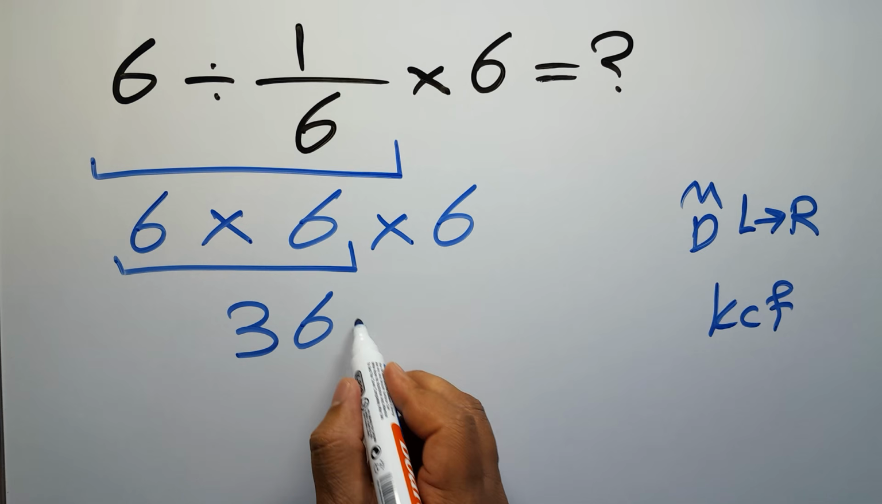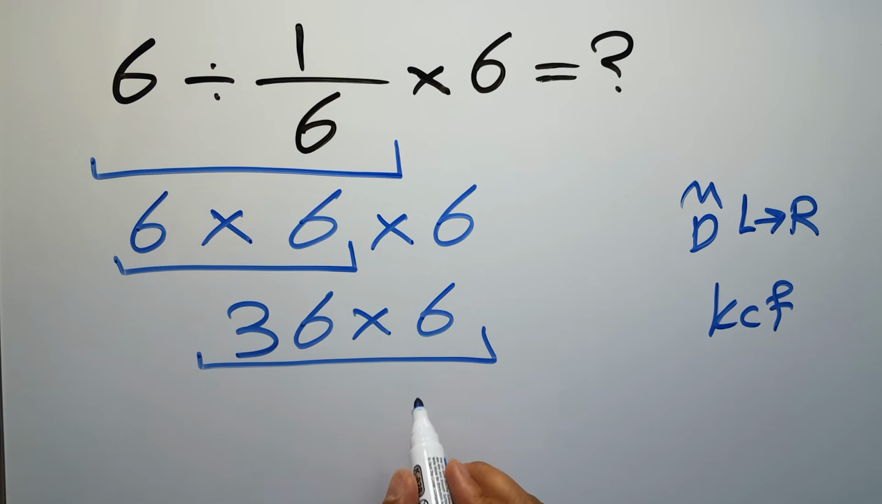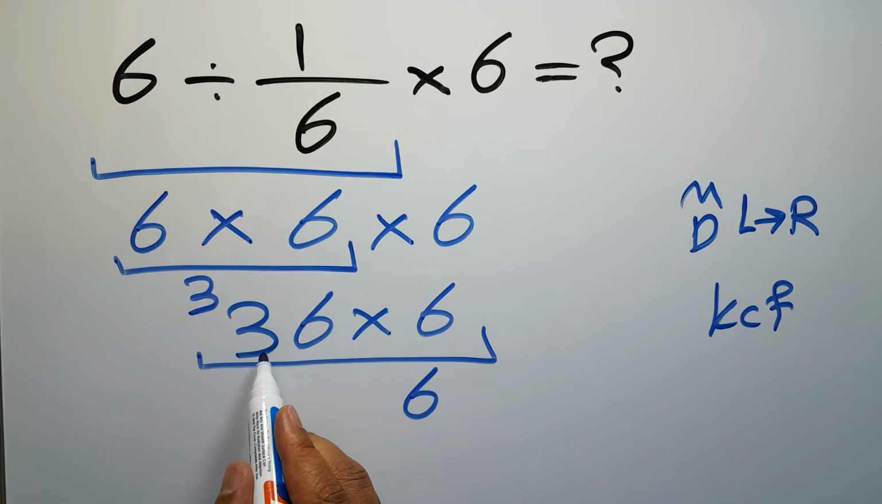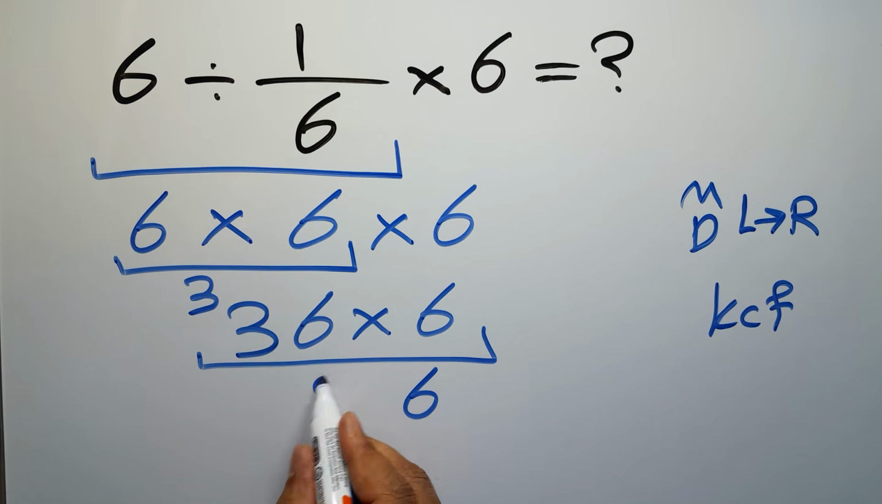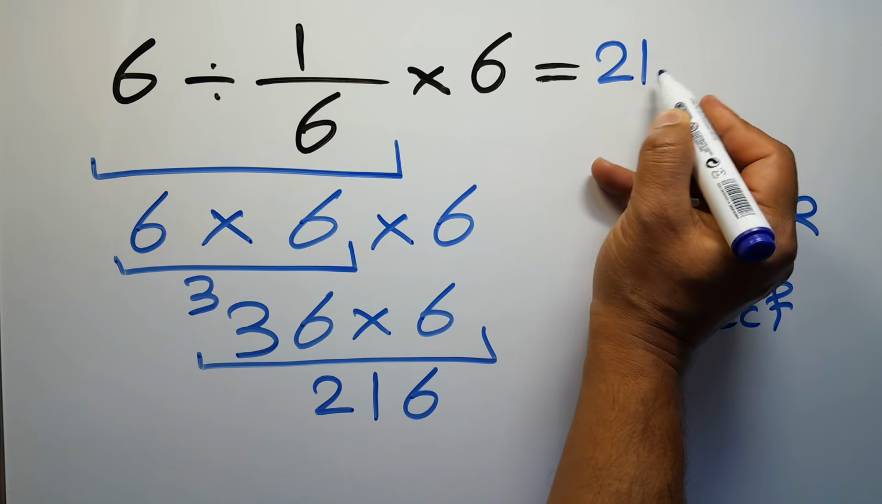So 36 times 6. Okay, 6 times 6 gives us 36, so we write 6 here and carry 3 here. 6 times 3 equals 18, and 18 plus 3 gives us 21. So we have 216, and this is our final answer to this problem. The correct answer is 216.